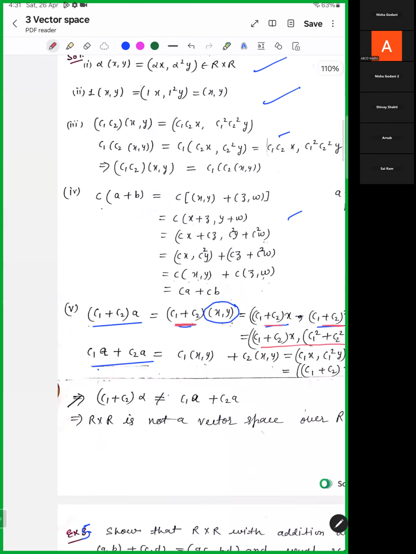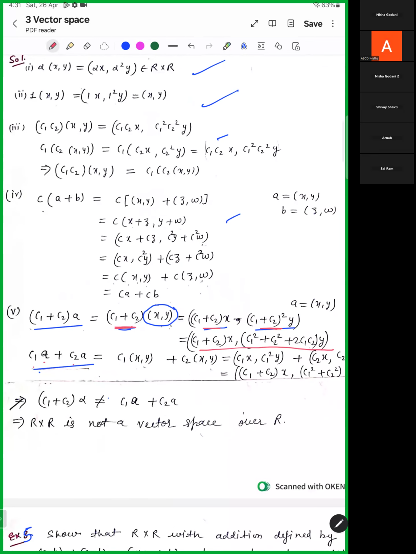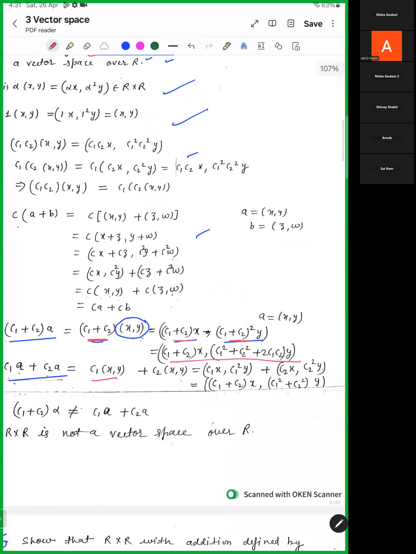Now, if I take the RHS part, c1 alpha plus c2 alpha, where c1 alpha means c1 times x comma y and c2 alpha means c2 times x comma y. When I multiply by c1 in x comma y, this is c1 x comma c1 square y, because c1 is multiplied in x and c1 square is multiplied in y. Similarly, for c2 times x comma y, you have c2 x comma c2 square y. Now if you add these two ordered pairs, you have (c1 plus c2)x comma (c1 square plus c2 square)y. So this is your RHS part.